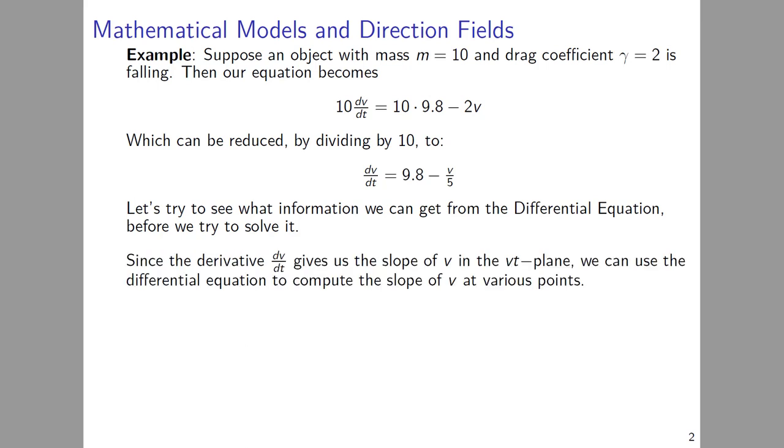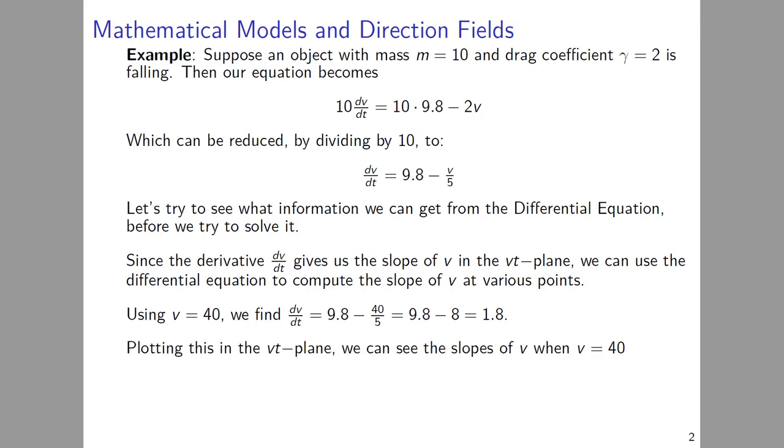Since the derivative dv/dt gives us the slope of v in the vt plane, we can use the differential equation to compute the slope of v at various points. For example, using v equals 40, we find that dv/dt equals 9.8 minus 40 over 5, which is 9.8 minus 8, which is 1.8. So plotting this in the vt plane, we'll have that the slopes of v when v equals 40 are all 1.8.